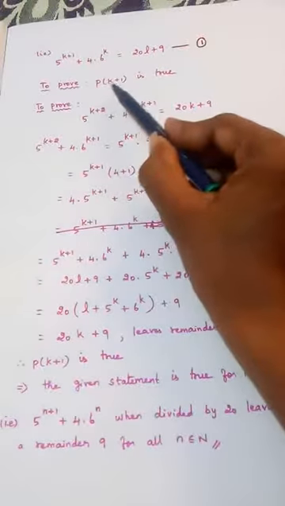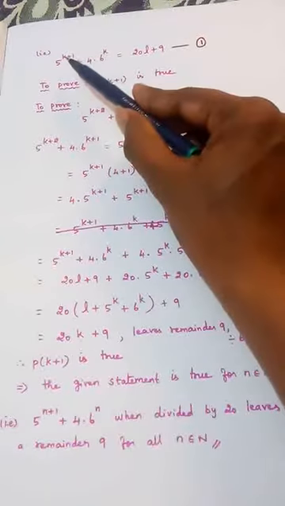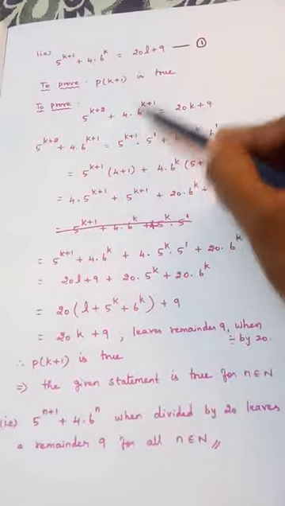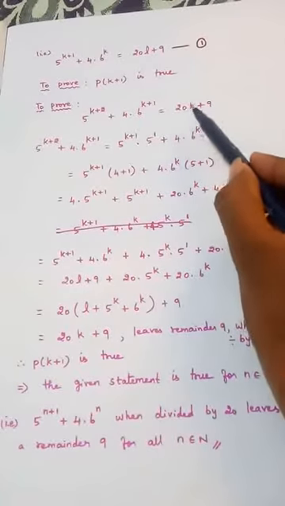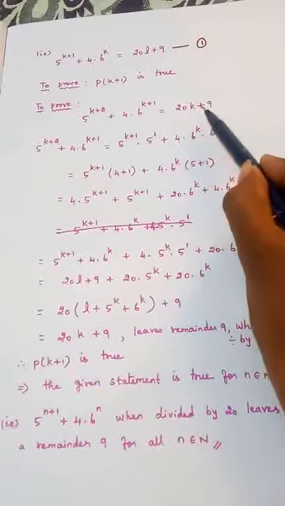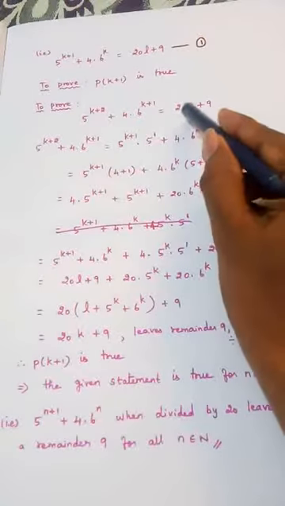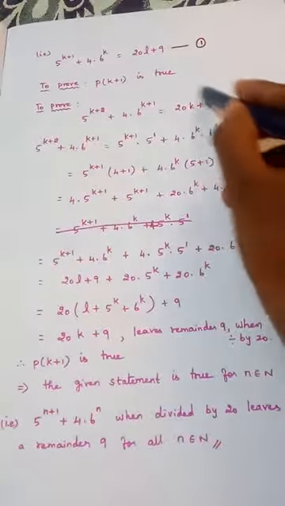What is to prove? P of k plus 1 is true. What is P of k plus 1? Replace k by k plus 1 here. So it becomes 5 power k plus 2 plus 4 into 6 power k plus 1 is equal to 20 into something plus 9. So what is the meaning? This when divided by 20 leaves remainder 9. This is what we need to prove.